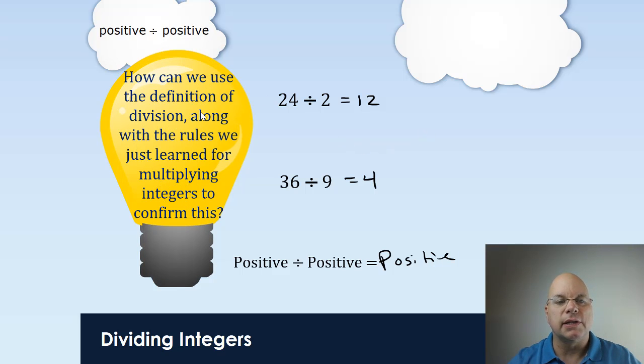I want to think about how we can use the definition of division to compare this to multiplication, because earlier in this video we said that the definition of subtraction was that subtracting is the same as adding the opposite. That's because addition and subtraction are inverse operations. Well, multiplication and division are also inverse operations. Dividing is the same as multiplying by the reciprocal. So 24 divided by 2 is the same as 24 multiplied by the reciprocal of 2, which is a half. And if we know that a positive multiplied by a positive is positive, then a positive divided by a positive should be positive.